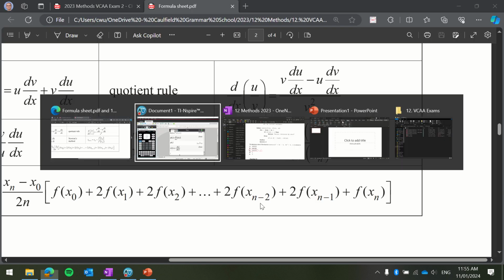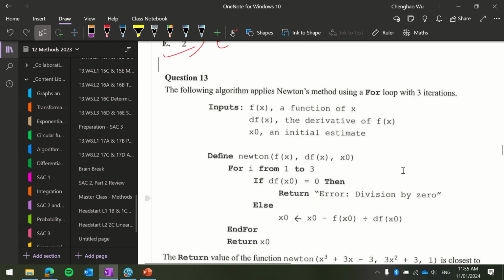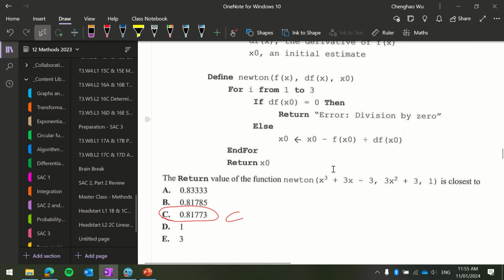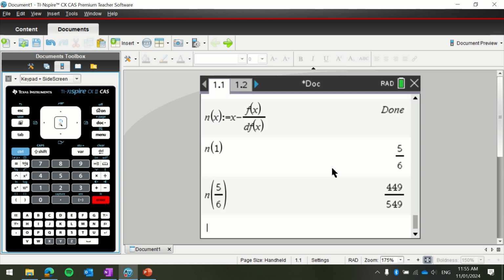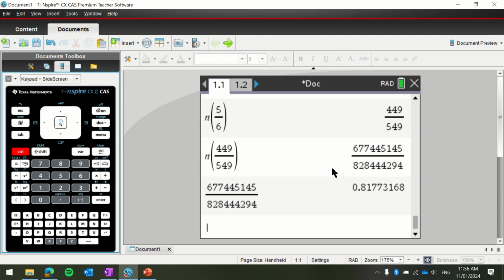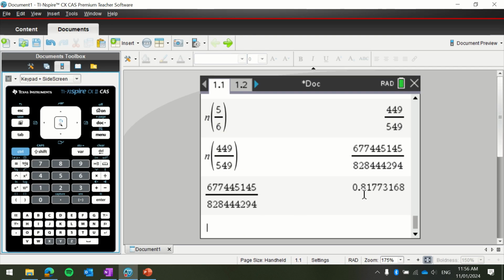And then the initial x, oh sorry, I need this. The initial x is 1. It's given in the question. 1 is x0, the initial estimate. So all I have to do is put 1 in here. That's the first iteration. And then the second one. And then the third one. And I'm done. So all I need is this number, 0.81773. Sorry, it's 5 decimal places: 0.81773. And that's it.